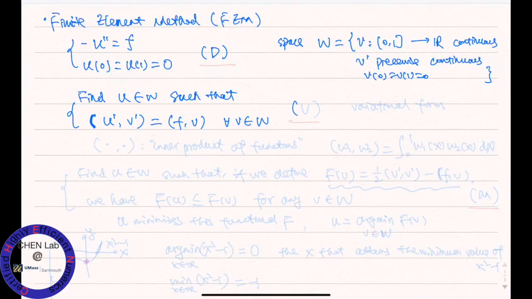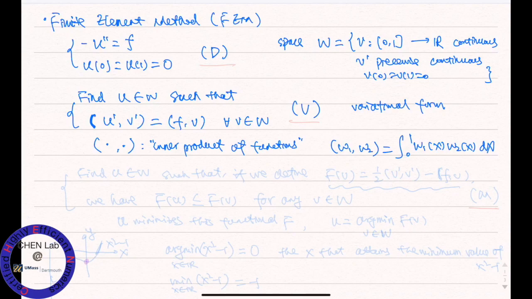So we're going to call this problem V, V for variational form. And this notation, you think of this as an inner product of functions. The definition is: if you give me two functions, w1, w2, the inner product is defined to be you multiply them together and integrate from 0 to 1 dx.